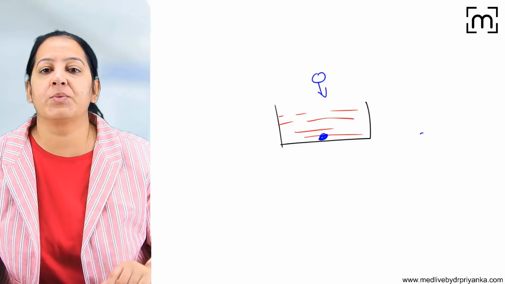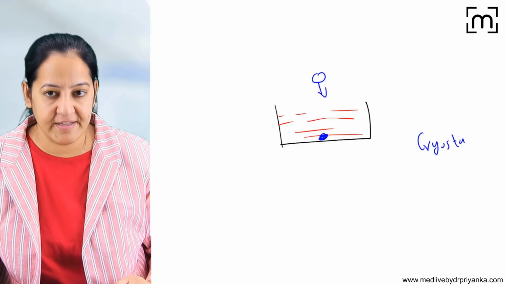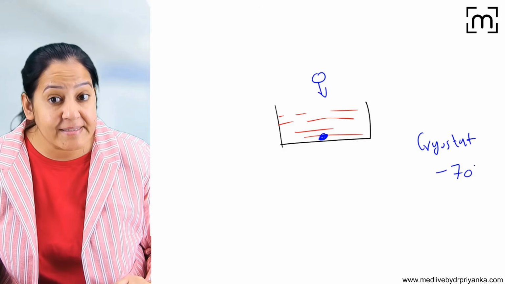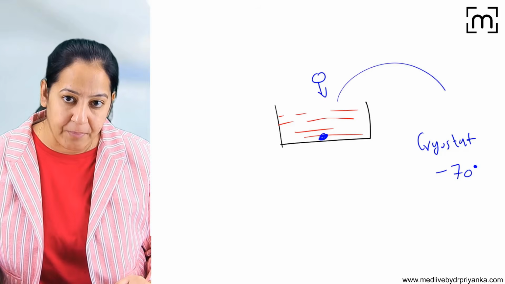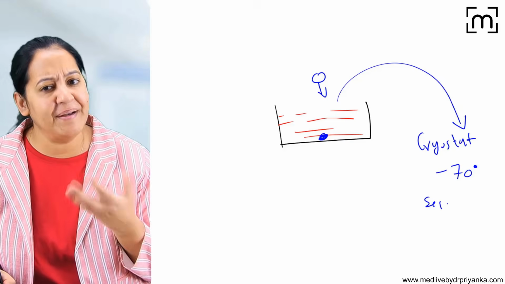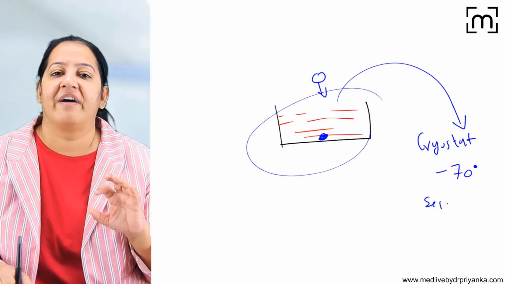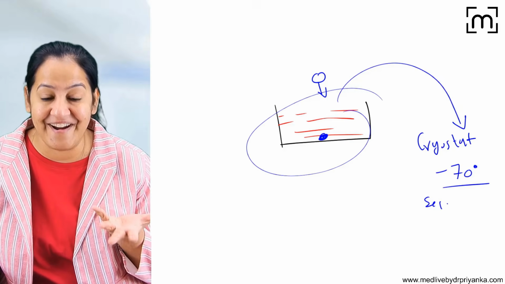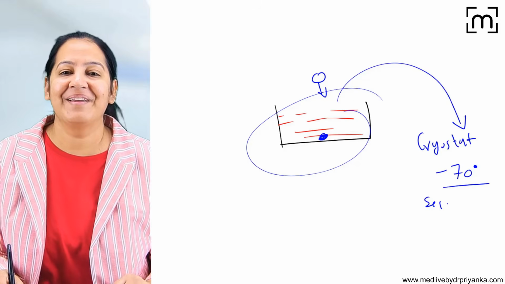And there is an instrument which is known as cryostat. That instrument has a temperature of minus 70 degrees. So we will put that block inside this instrument. As soon as you put it in, within a few seconds, maybe 10 to 20 seconds, it will solidify, because the temperature is minus 70. At minus 70, everything solidifies. So here this will solidify.